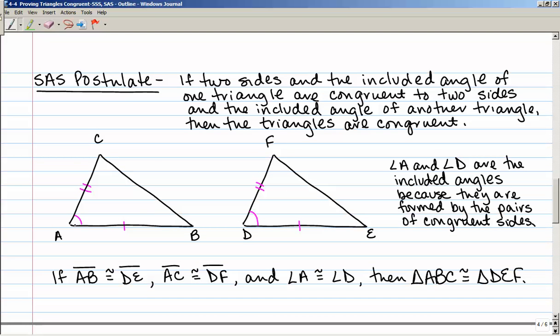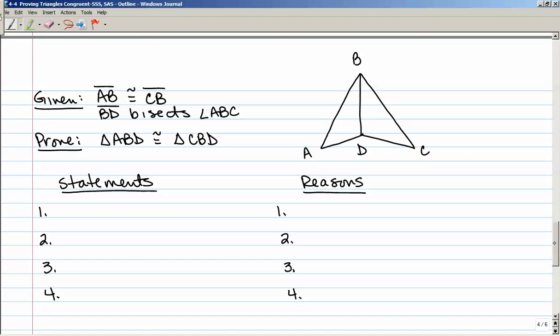So in this picture, angles A and D are the included angles because they are formed by the pairs of congruent sides. I'm given that AB is congruent to DE, AC is congruent to DF, and notice angle A is between those two sides and angle D is between those two sides. Angle A is included between the two sides and D is included between the two sides. So if those corresponding sides are congruent and the included angle between them are congruent, then we can say by SAS that the two triangles are congruent to each other. Let's take a look at how we might use this in a proof.